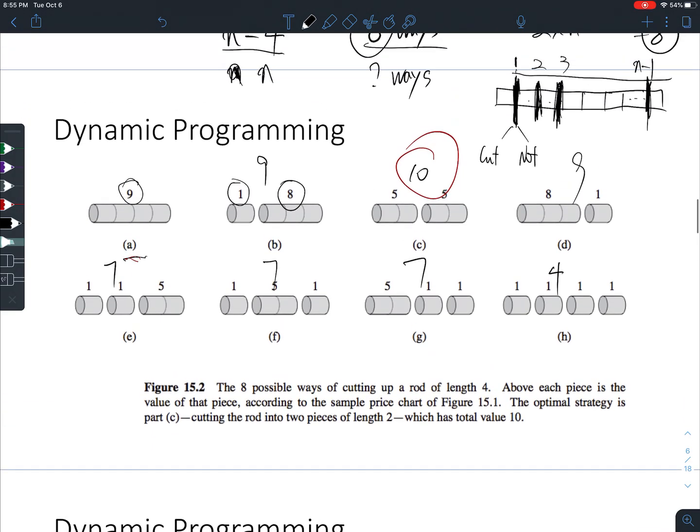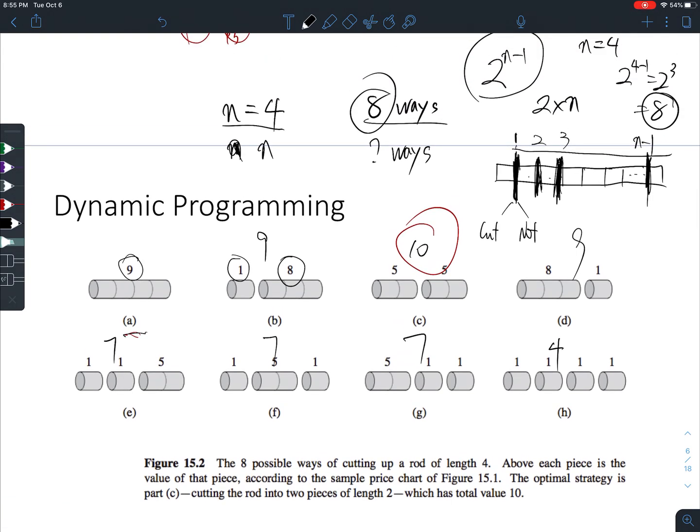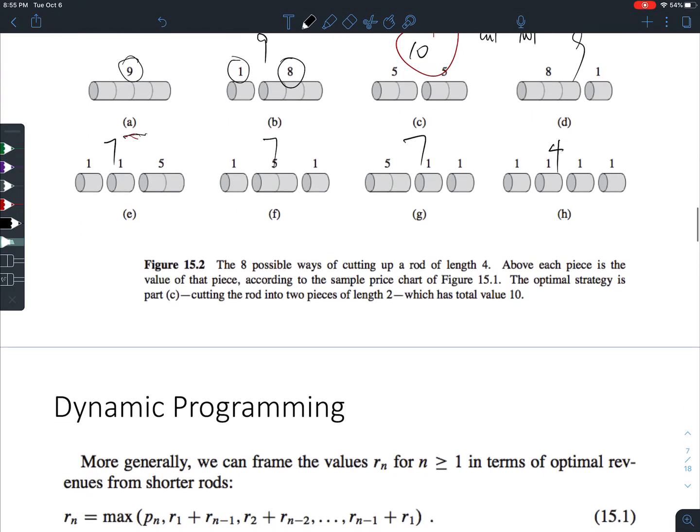If we just want to enumerate all the possible cuts, we have this number of possibilities, and then we just need to calculate the revenue from each of these possibilities. So in total, if we want to enumerate all the possible solutions, the complexity of that code would be at least 2 to the power of n minus 1, because we have to check each of these solutions and calculate their revenue.